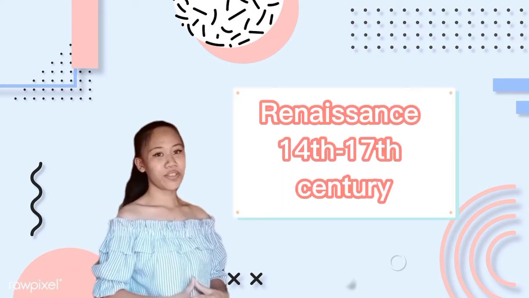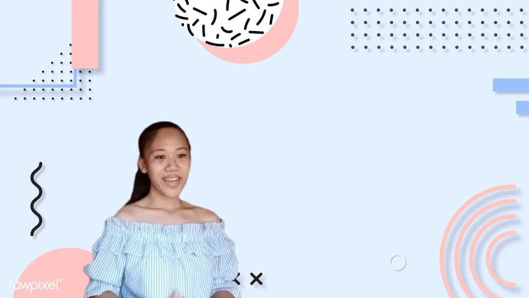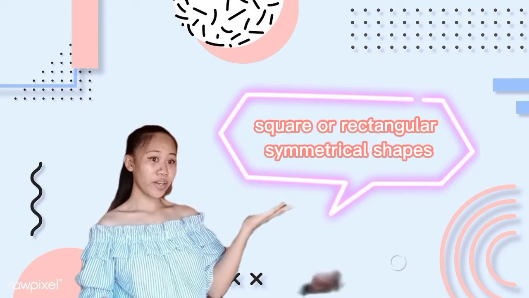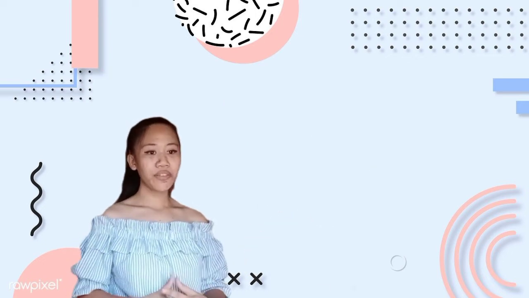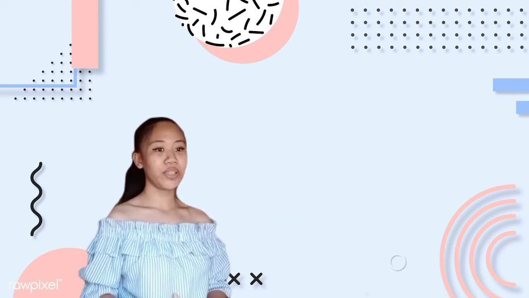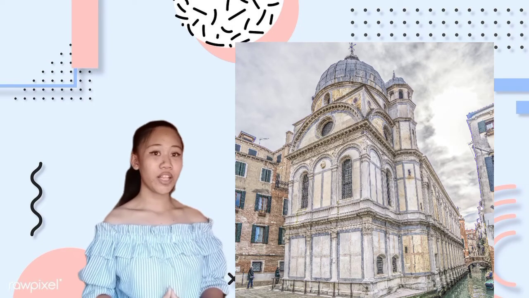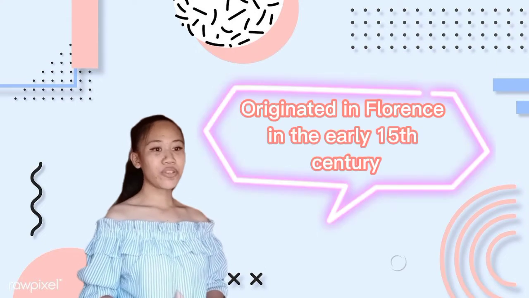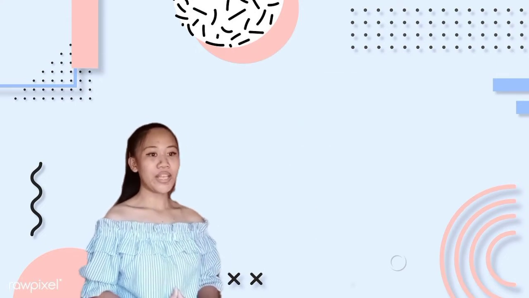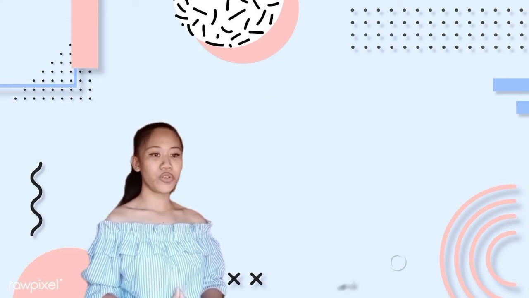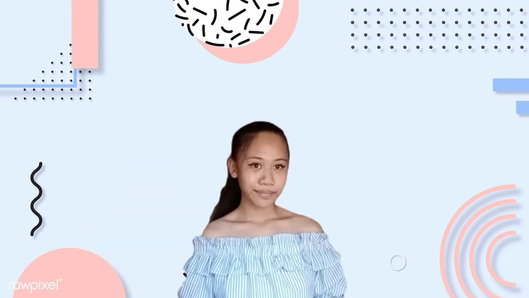Let's move on to the Renaissance era from the 14th to 17th century. It is characterized by square or rectangular symmetrical shapes. The front facade of the buildings was generally symmetrical around the vertical axis. It originated in Florence in the early 15th century and spread throughout Europe, replacing the medieval Gothic style.